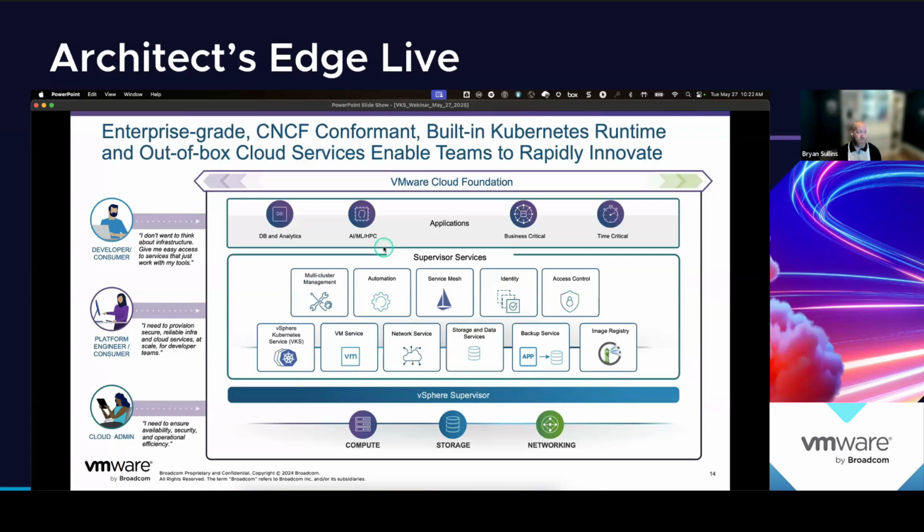Enterprise grade, CNCF conformant. We're going by industry standards. We're going by the Kubernetes standards. It's built into the product and out of the box. These are cloud services that allow for any one of these personas to have that capability.